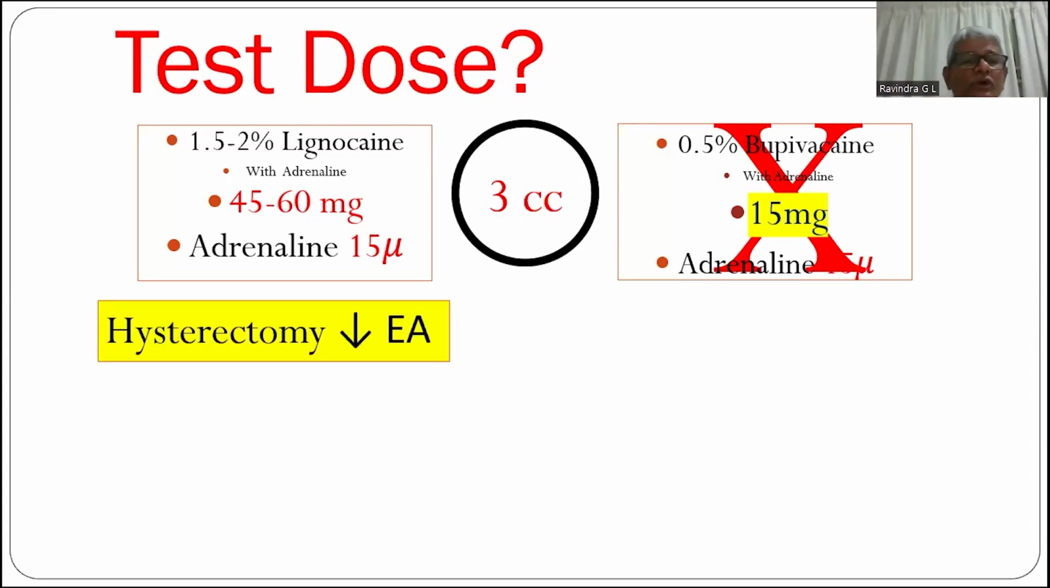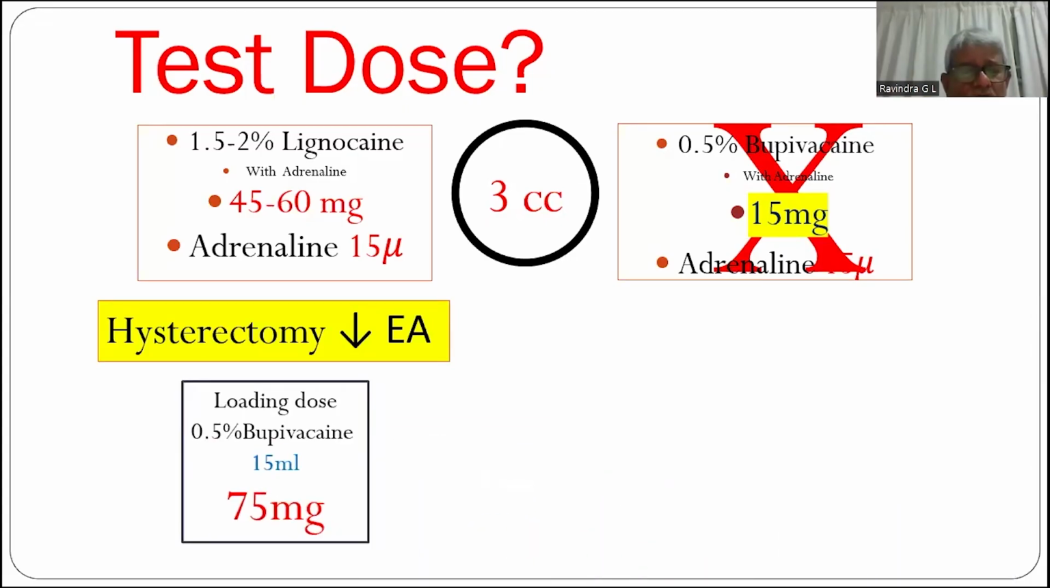Now, supposing you are doing a hysterectomy under epidural analgesia, plain epidural, supposing you decide on that, what would you give? We give a loading dose of bupivacaine 0.5%, 15 ml, that is about 75 milligrams, right? So when you want to give 75 milligrams as the loading dose, we give 15 milligrams as the test dose to find out nothing is wrong, right? This is a large loading dose, a small test dose.